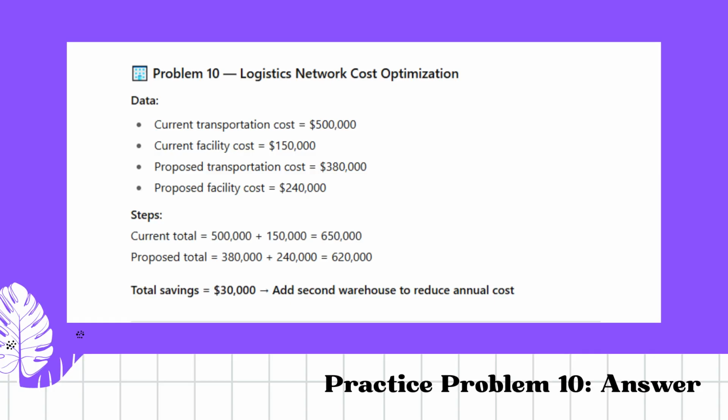Explanation. Problem 10. To decide, we compare the total cost before and after adding the new warehouse. Currently, the company spends $650,000 a year. With the second warehouse, transportation would fall to $380,000, but higher facility costs bring the total to $620,000. That means overall logistics costs would drop by $30,000 per year. So yes, adding the second warehouse would reduce total cost and improve network efficiency.